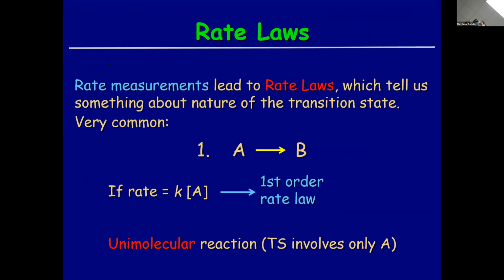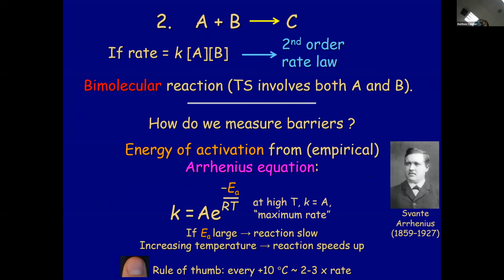So, rate law. Rate measurements lead to rate laws. Okay? You can have first order, second order, third order. So in a first order reaction, you have a unimolecular reaction. One step determines the rate of the reaction. One item in that step determines the rate of the reaction. If you have a rate order of two, second order, you have two items colliding.